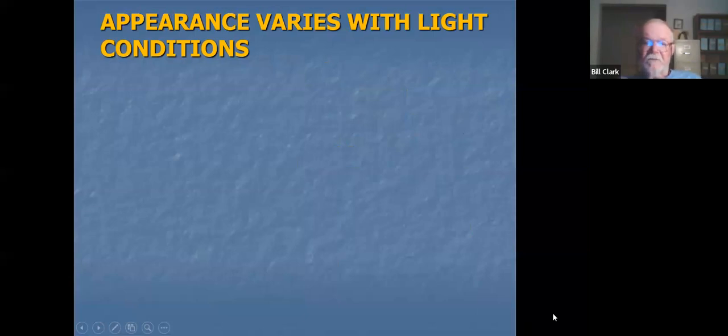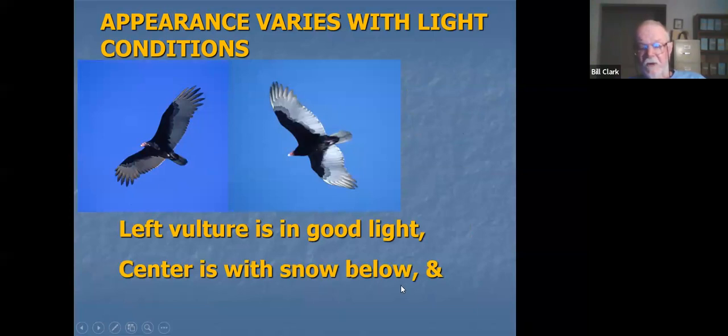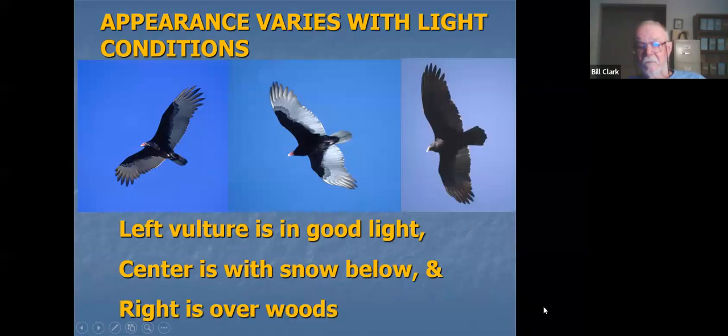The appearance of turkey vultures depends on the light conditions. So this is a bird that we can see flying in normal, good light. But if there is snow on the ground or white sand and that sun is way up high above us and there's a good strong reflection, then the bird can light up from below. Likewise, if the sun is down low and the substrate below is dark and non-reflective, the bird can appear quite dark. All of these birds are pretty much the same, but they don't look the same because of the light conditions.